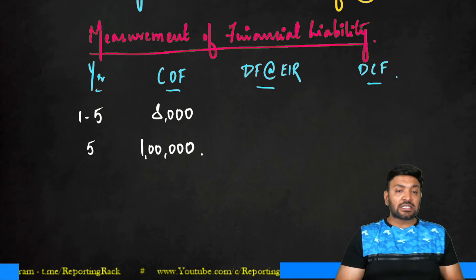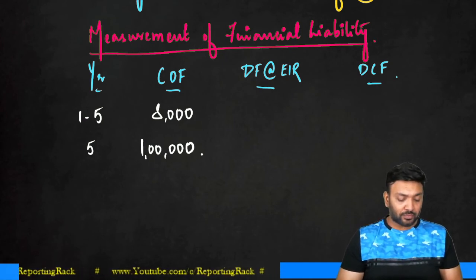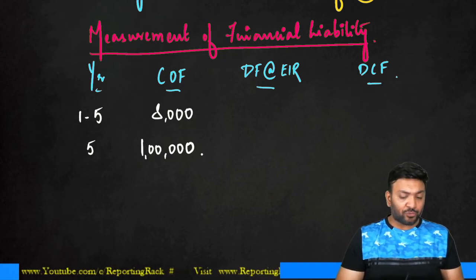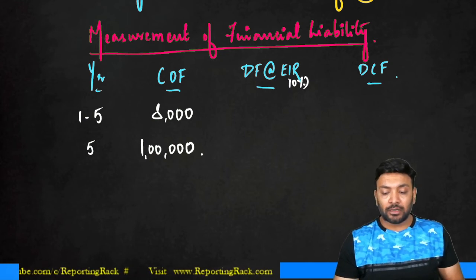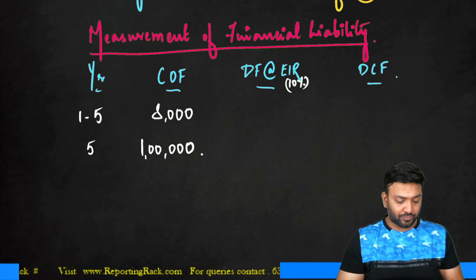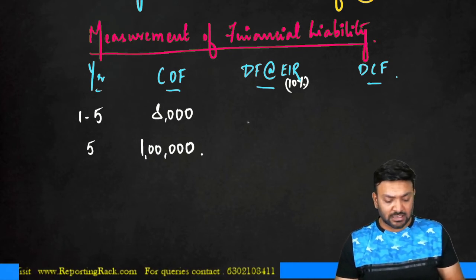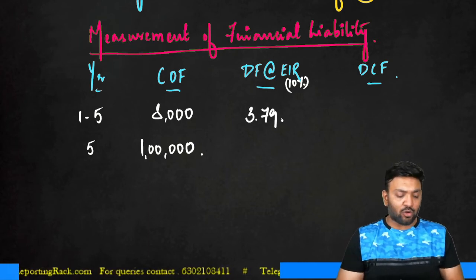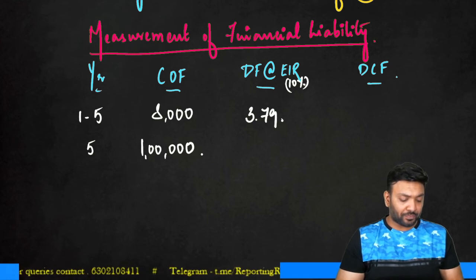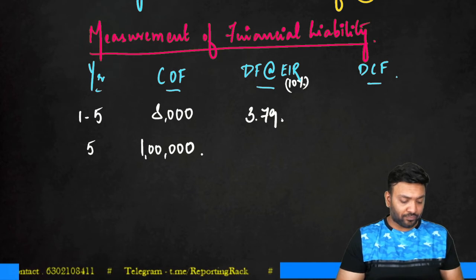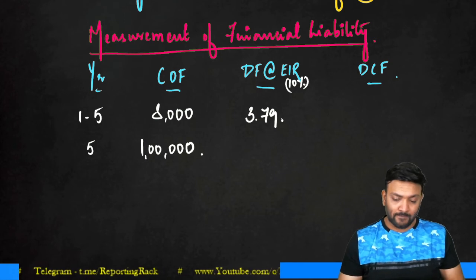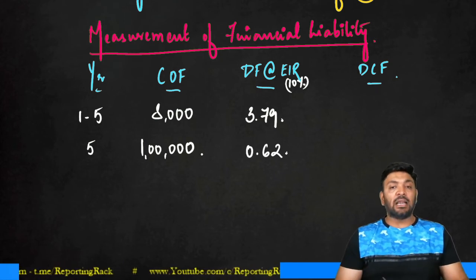Apply discount factors. Discount factors of 5%, PVF and PVF. Effective interest rate is how much? 10%. 10% for 5 years, calculate. Answer is 3.79. I'm only taking 2 decimals. If I have to get PVF, there's a 0.62. Multiply and get the values.